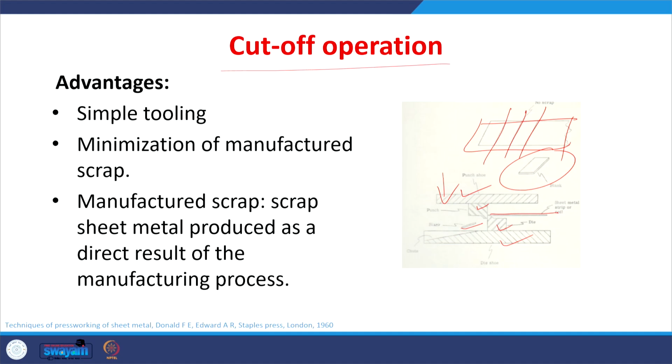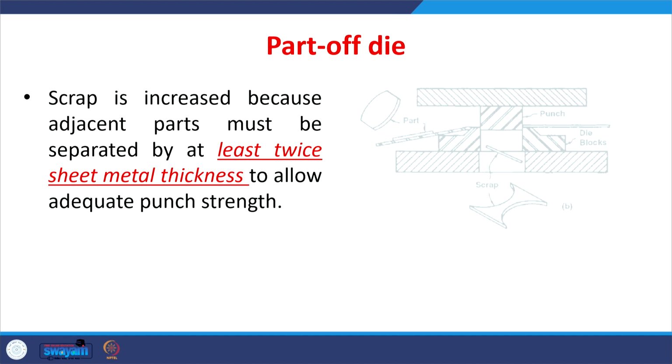Mostly in this case scrap is minimum. This involves cut off operations like punching and blanking, with simple tooling and minimization of manufactured scrap, meaning scrap is minimum or nil. Manufactured scrap is the sheet metal that is produced as a direct result of the manufacturing process. It is basically the waste material produced as a result of the sheet metal operation. In the case of parting off, scrap is increased because adjacent parts must be separated by at least twice the sheet metal thickness to allow adequate punch strength.